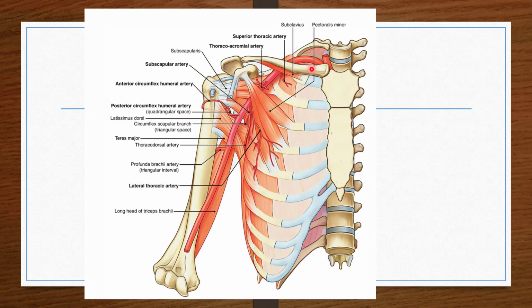See here in this they have shown the branches of the axillary artery. This is the first part of the axillary artery which is giving one branch which is named the highest thoracic artery or superior thoracic artery.